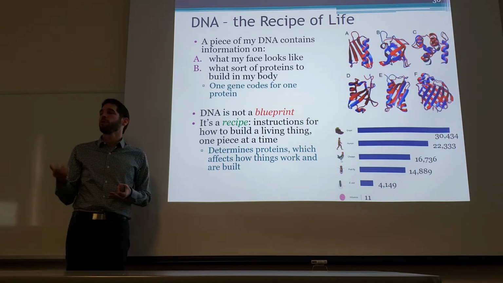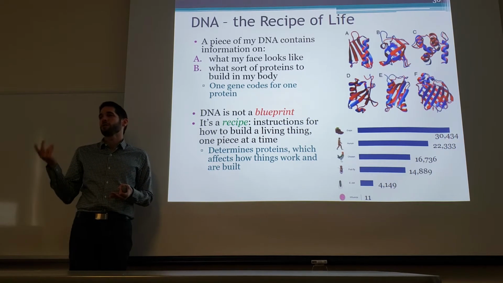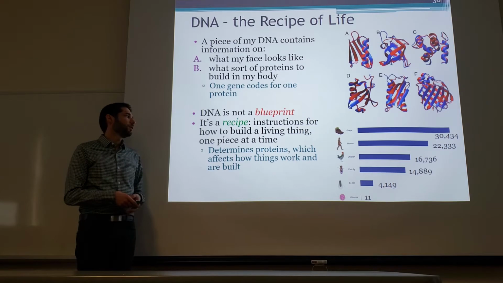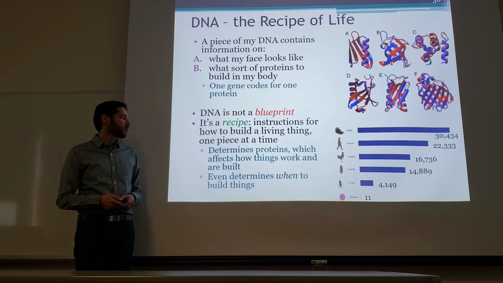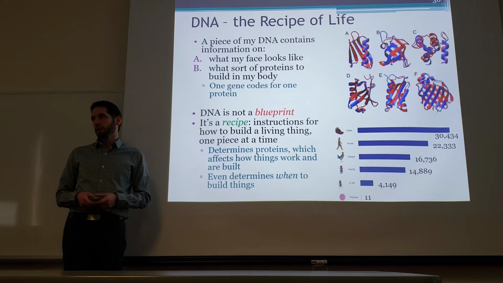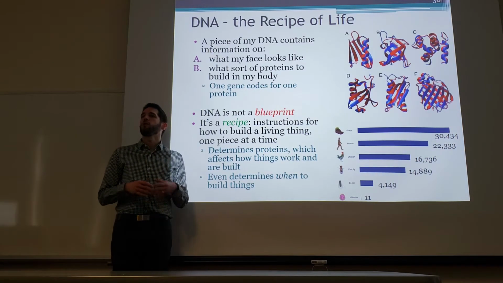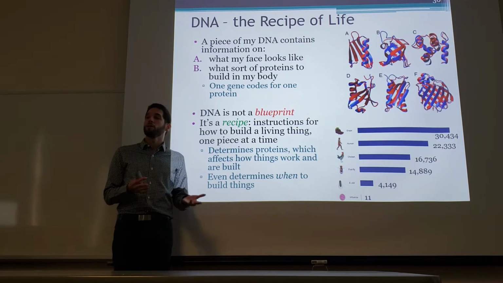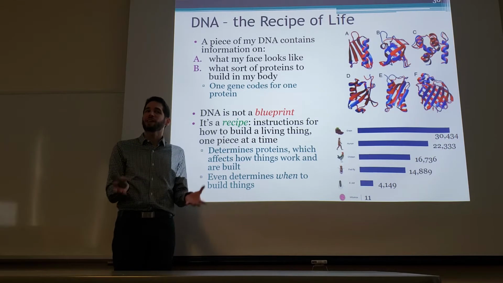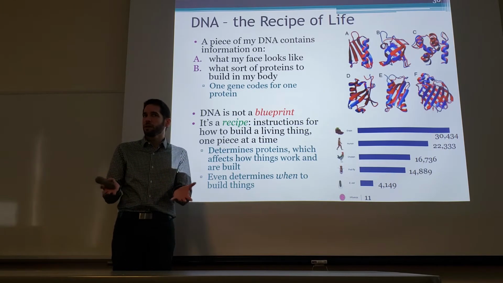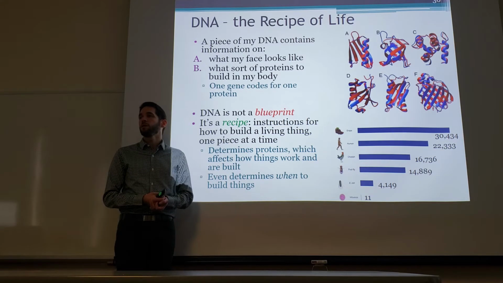Right? Then there will be times when it's switched on. There are actually switches on the DNA. So it affects how things work and are built. It even determines when to build things. Different cells will utilize different tools. So if you're in a skin cell, for example, you look at the DNA, it'll have all the tools activated necessary to use to build a skin cell. If you're in a brain cell, you'll be using different tools.